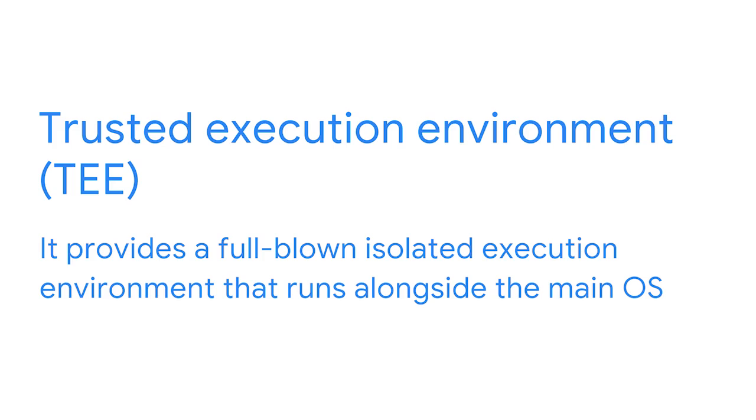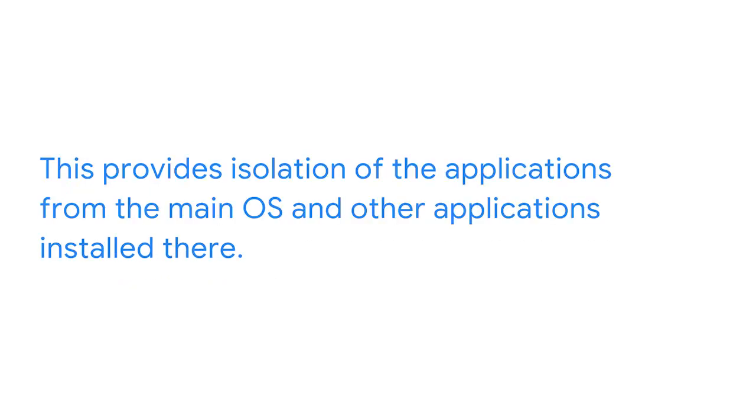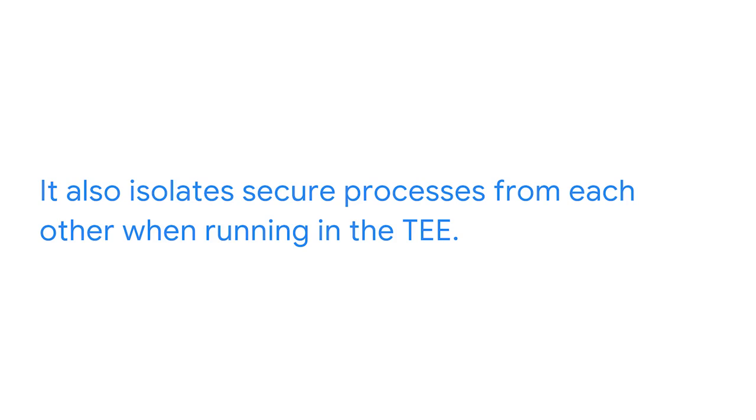An evolution of secure elements is the Trusted Execution Environment, or TEE, which takes the concept a bit further. It provides a full-blown, isolated execution environment that runs alongside the main OS. This provides isolation of the applications from the main OS and other applications installed there. It also isolates secure processes from each other when running in the TEE.